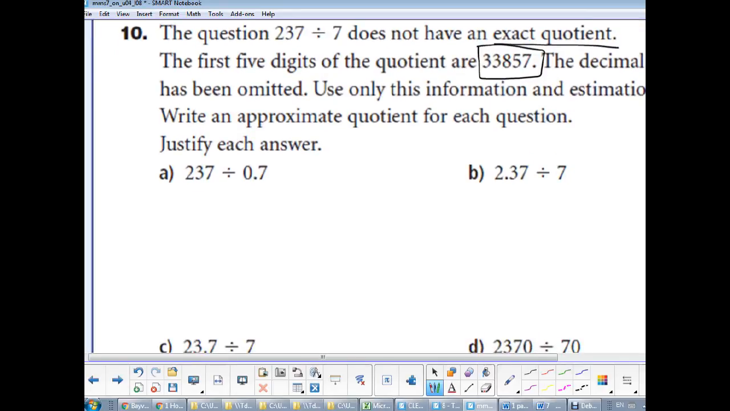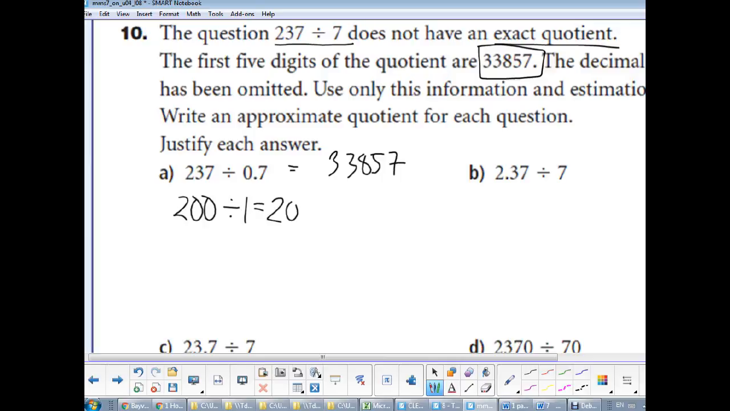So we did this before already. We know that 237 divided by 7 is going to give us this. So 237 divided by 0.7 will also give us these digits. We just don't know where the decimal place goes. So we round these numbers here. So 237 is close to 200, and 0.7 is close to 1. So our answer will be close to 200. That's what this means. This doesn't tell us what the answer is, just gives us an idea of what it's going to be close to.